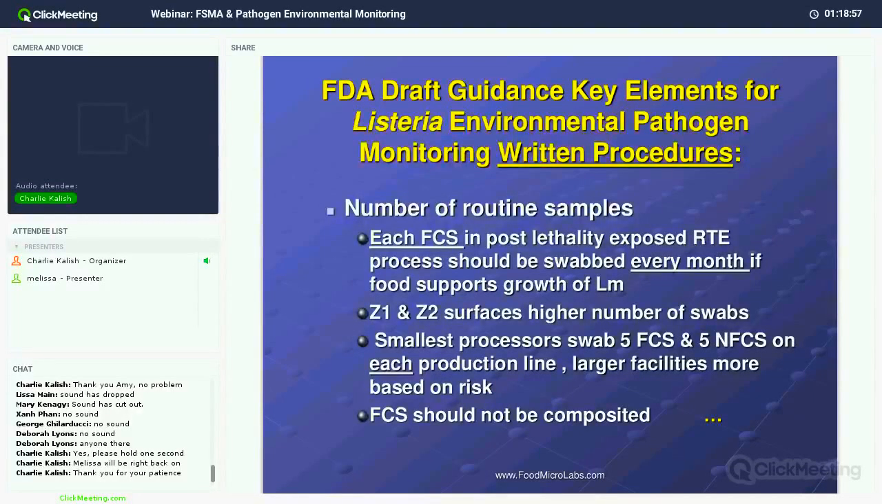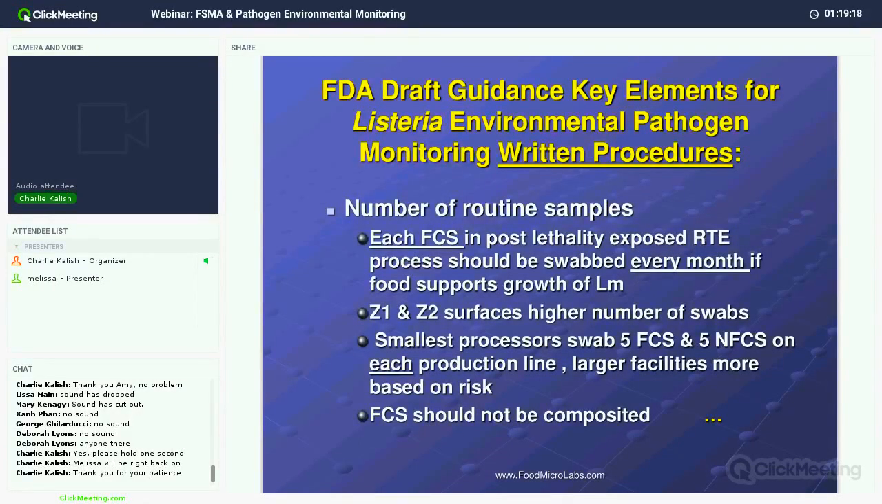Food contact surfaces, FDA says, should not be composited. For those of you who are relatively new to environmental monitoring, composite swabs are when you take one swab and swab multiple surfaces and then send that sample. And that is a very cost-effective way of doing environmental monitoring.